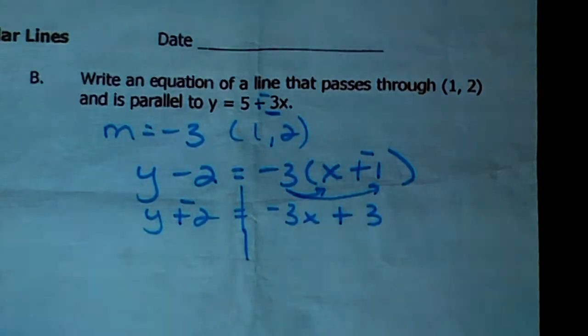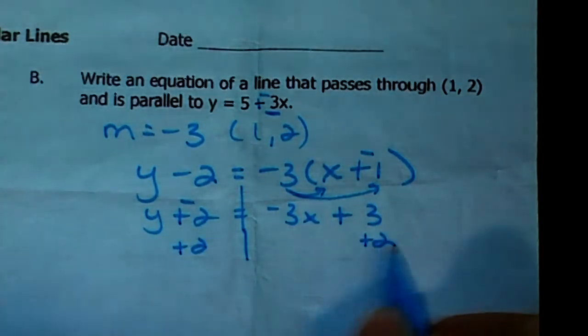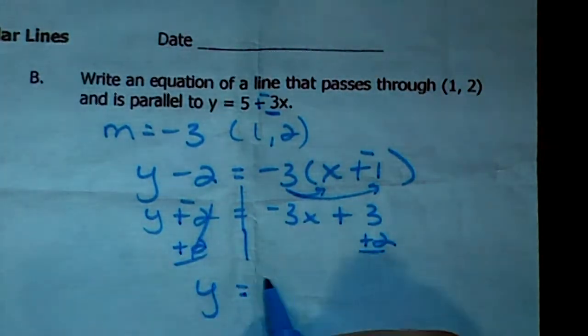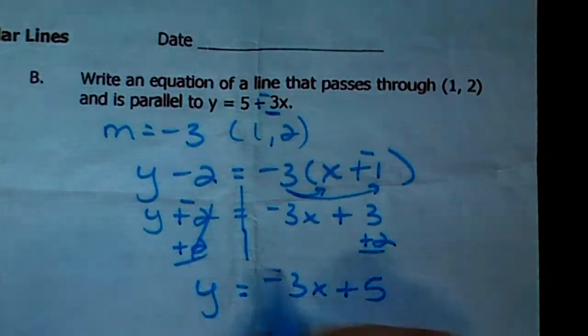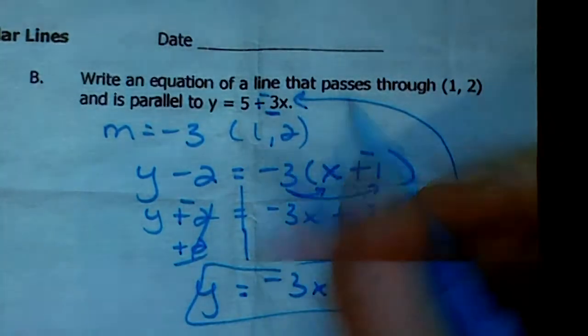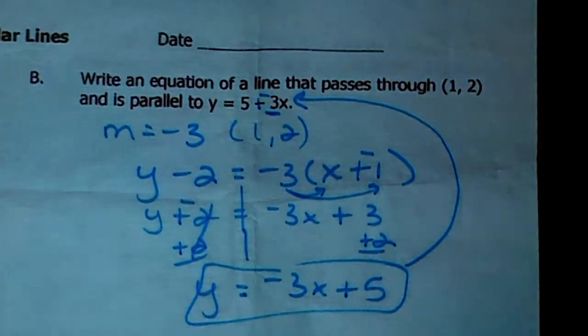It's a -2 because it was being subtracted. So I'm going to add a +2 to cancel it out. And y would equal -3x plus 5. So those two equations are parallel and pass through the point (1, 2).